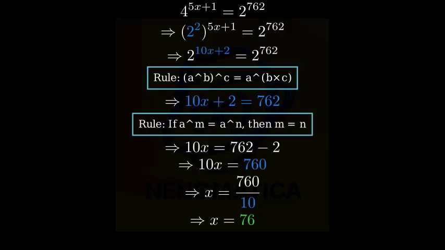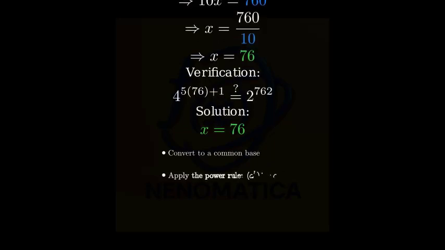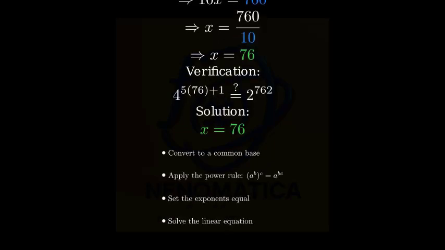Let's verify our answer. If we substitute x equals 76 back into the original equation, 4 to the power of 5 times 76 plus 1 should equal 2 to the power of 762. We'll leave this verification as an exercise for you. So, the solution to our equation is x equals 76.